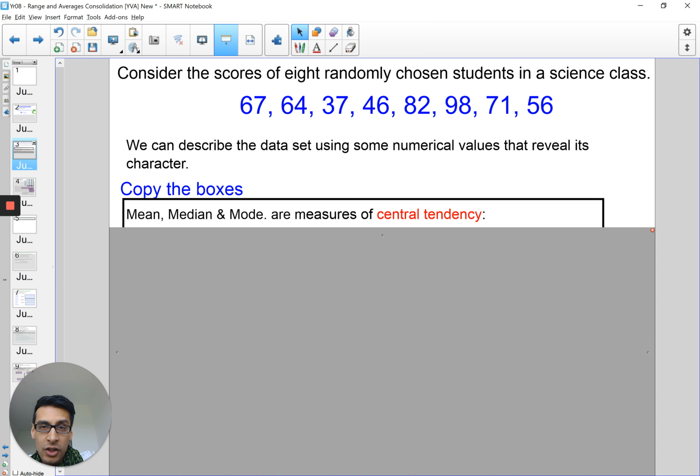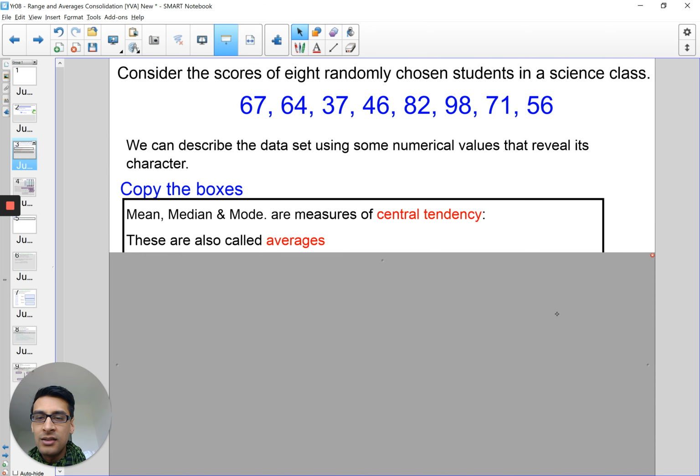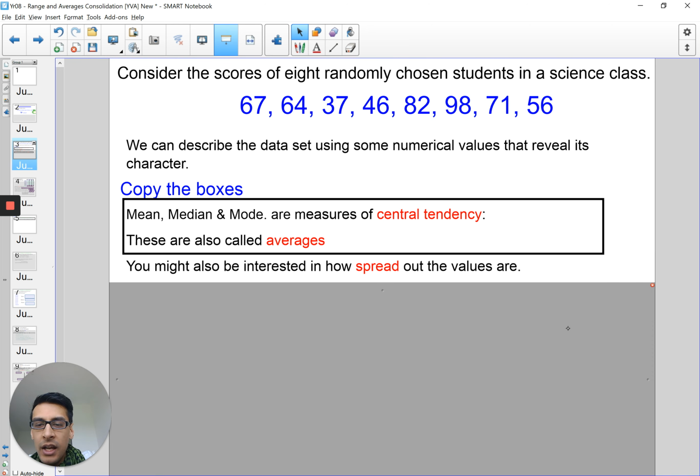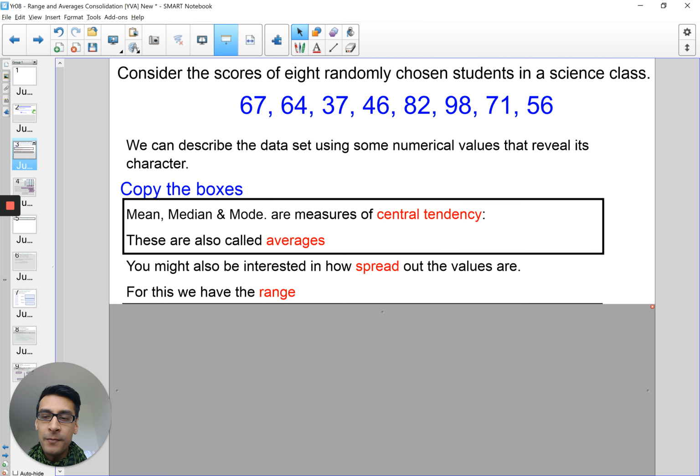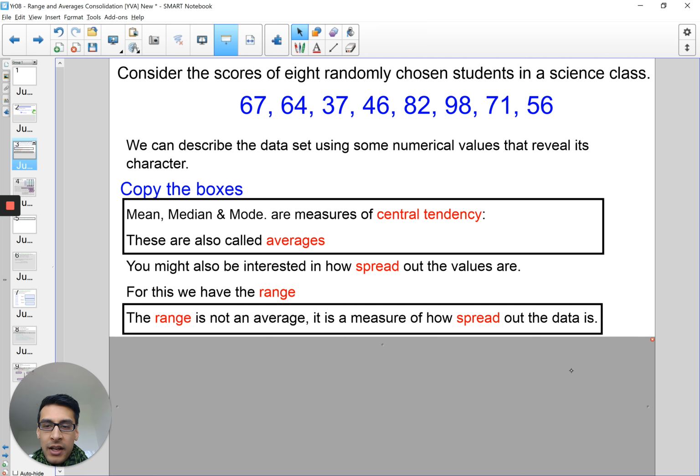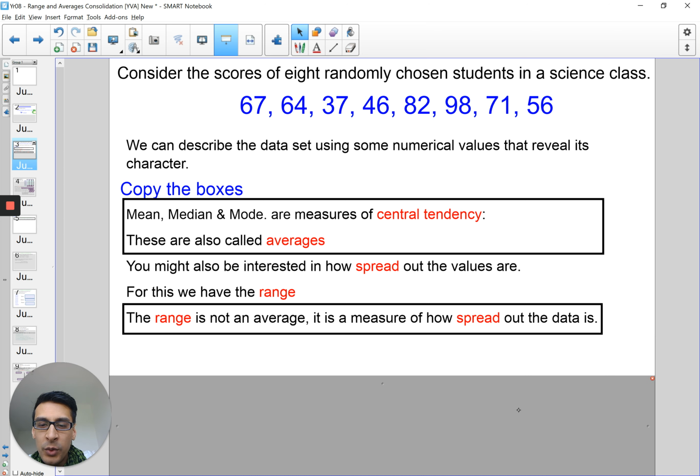So copy that into your books, and then also copy this into your books. Central tendency is just a fancy way of saying averages. Now you might also be interested in how spread out the data is. And for that, we have something called the range. The range is not an average, it measures how spread out the data is. So if you copy the 2 boxes, pause the video if you have to, and then I'm going to keep going with this.